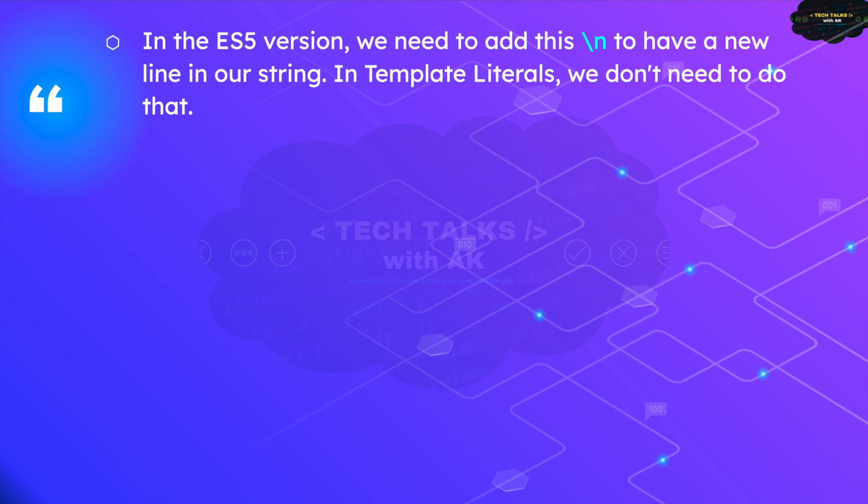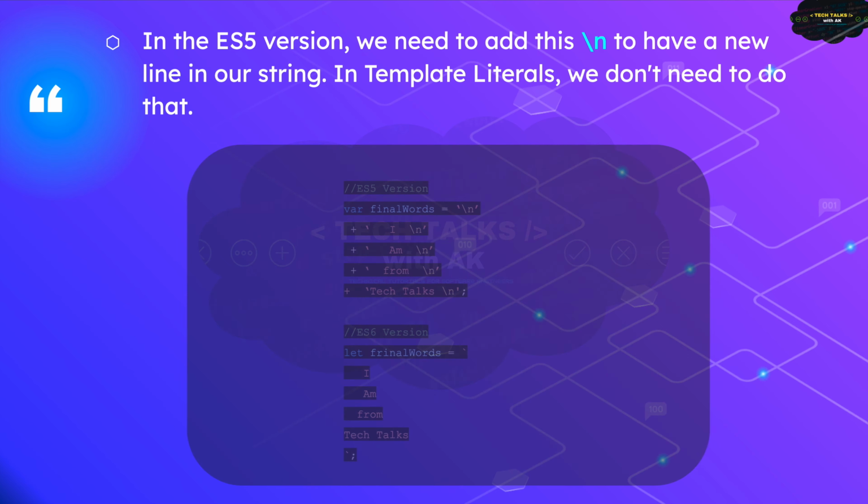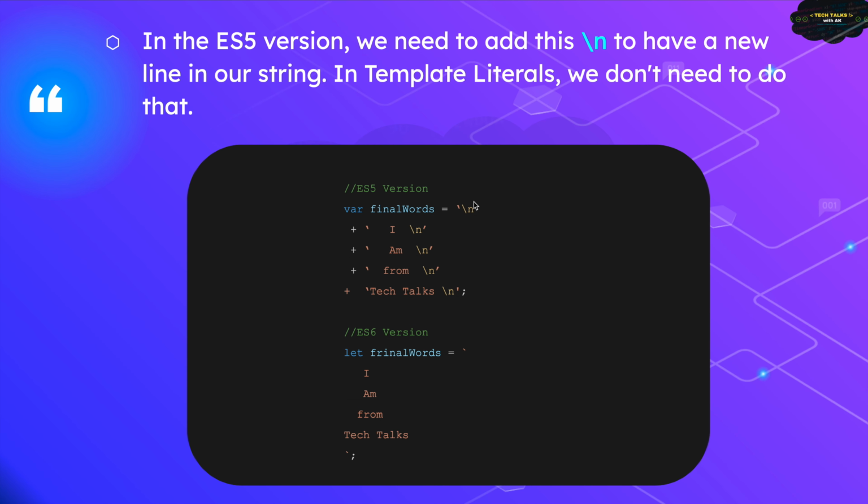In the ES5 version, we need to add a new line symbol to have a new line in our string. In template strings, we don't need to do that. Let's look at the example. So in the ES5 version, if we want to add a new line symbol, then I am from Tech Talks. This can be rewritten in the ES6 version just like that. I am from Tech Talks without backslash n.